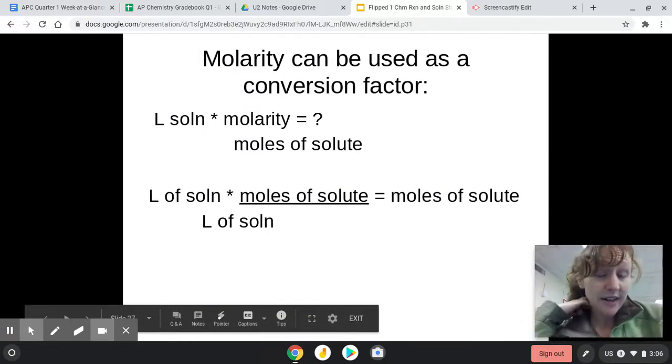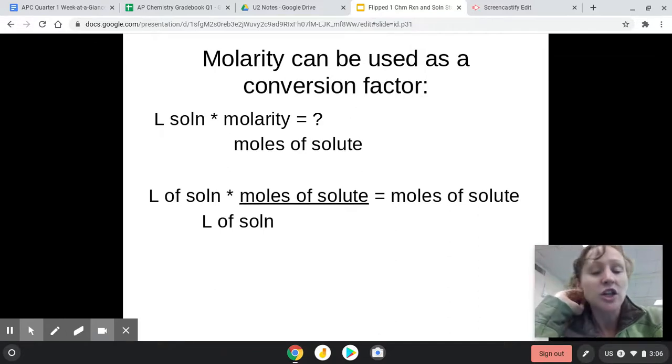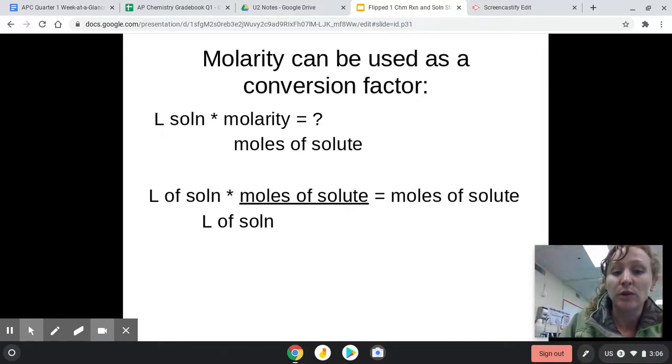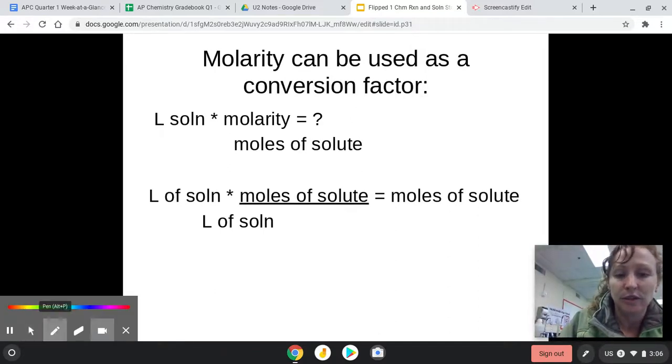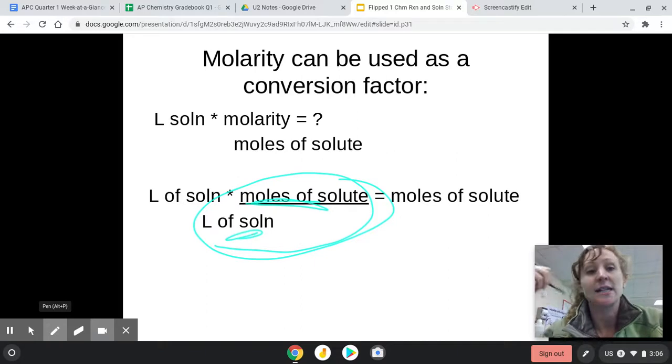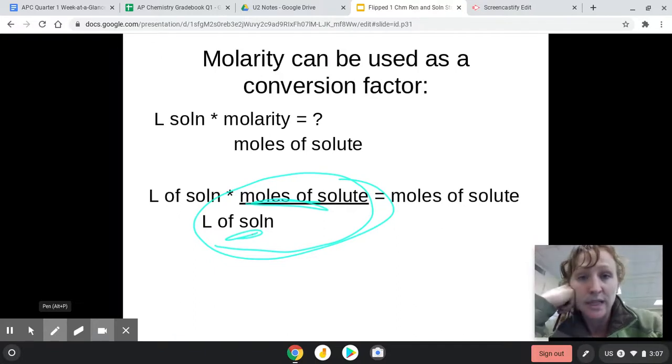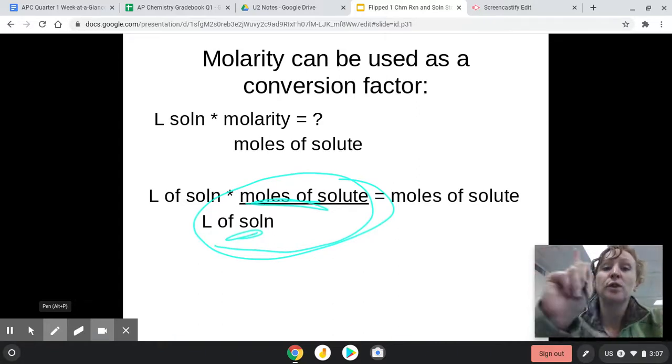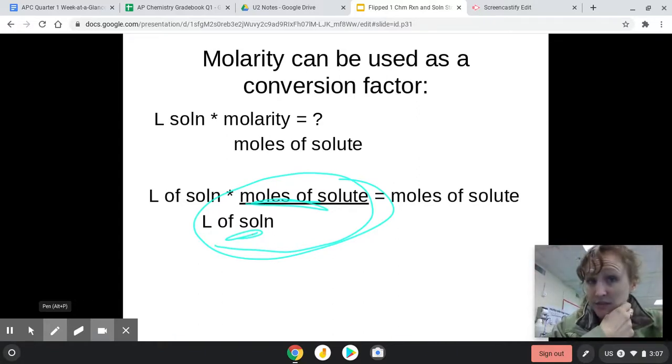Okay, so molarity. We talked about molarity being a ratio. Molarity is a ratio, and it relates moles of solute to liters of solution. It's going to be a conversion factor. It has a unit on the top and the bottom. The top is going to be equivalent to the bottom, and so it can be used as a conversion factor. What is it going to convert between? What are the two things that will be on either side of this conversion?